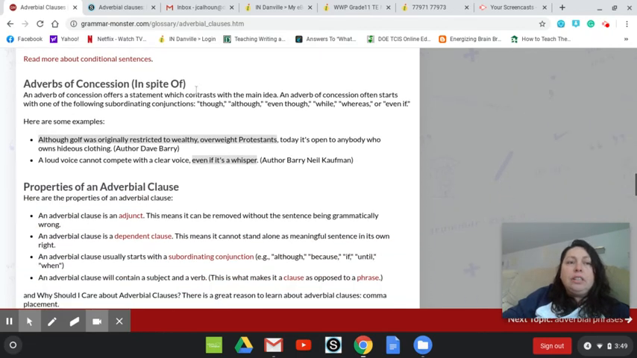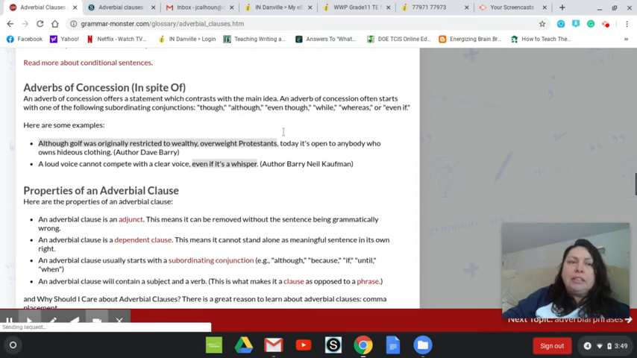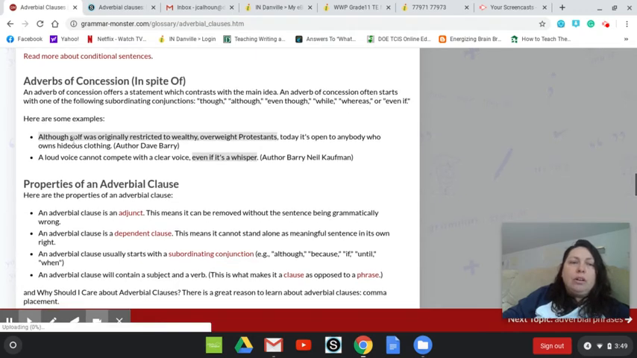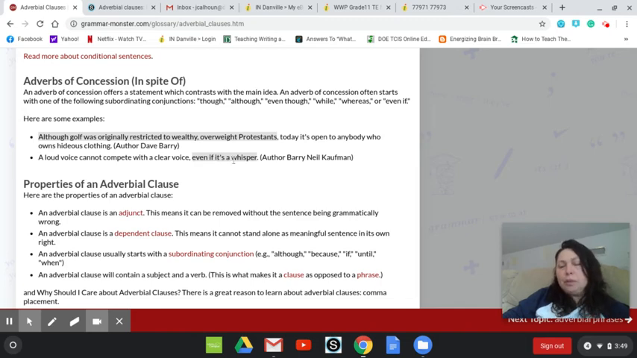And then there are also these adverbs of concession: though, although, even though, while, whereas, even if. So although golf was originally restricted to the wealthy, today it's open. A loud voice cannot compete with a clear voice, even if it's a whisper. All right. Although I'm not an expert in grammar, I can figure it out and try to help you guys through this. Okay. So in spite of. All right.